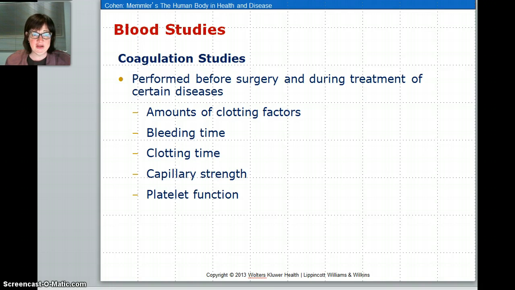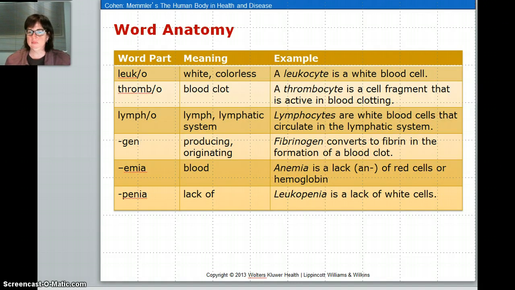And that is pretty much the blood unit. Please pay attention to the words. Leuco means white, thrombo means clot, lympho are white blood cells having to do with the lymphatic system, which we'll discuss later. Gen is producing or a precursor, so fibrinogen is the inactive form of fibrin. Emia is blood, and panemia means lack of. There we go. With the blood, please make sure you know your components and the functions of your elements.